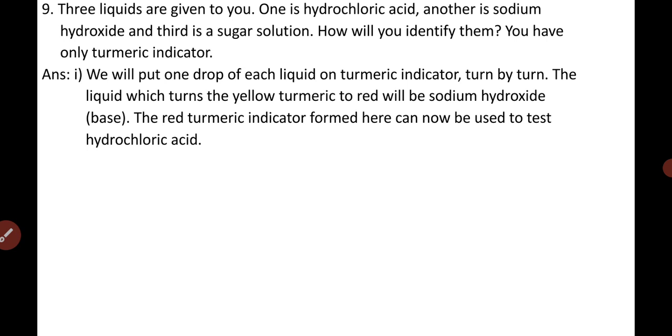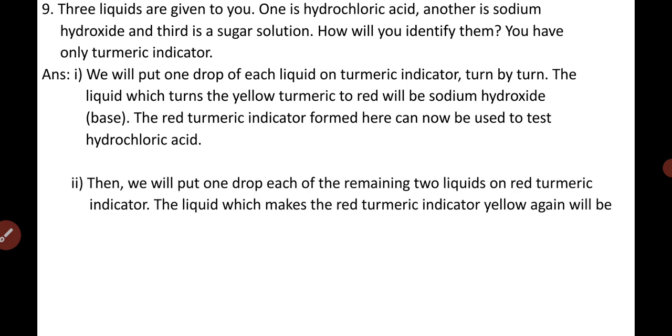Okay. Now the red turmeric indicator which is formed here can now be used to test hydrochloric acid. The red turmeric indicator which is formed from the first point, by adding the sodium hydroxide, which is the base, to the turmeric indicator, can now be used to test hydrochloric acid. How? You see this second point.